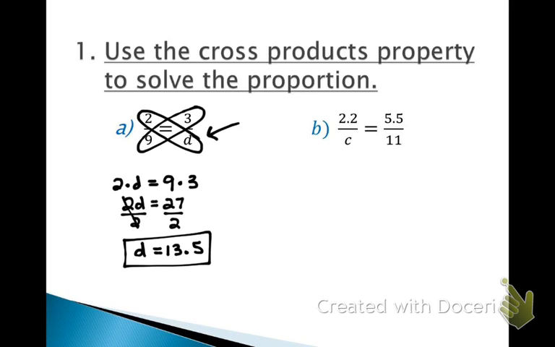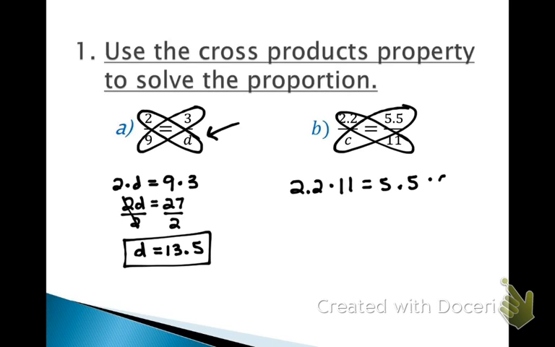Problem B says 2.2 over C equals 5.5 over 11. What should I do for my cross products? What am I multiplying by first? I always want you to start with this one. So what does that multiply by? 2.2 times 11. And what is C going to multiply by? C times 5.5. So you're going to set those equal to each other. 2.2 times 11 equals 5.5 times C. What's 2.2 times 11?